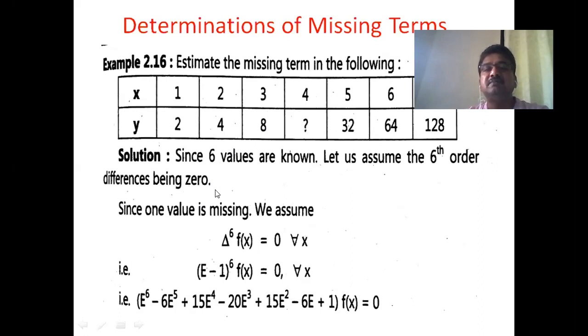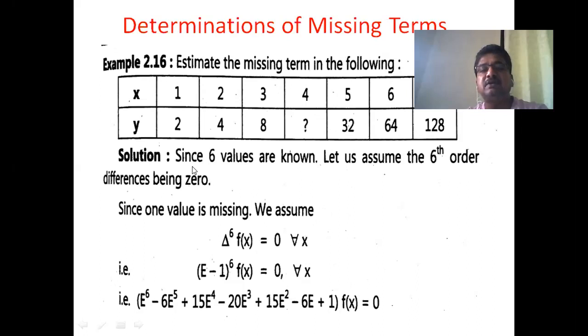order differences are 0. Because we know that if we find the forward difference table, then we observe that if there are 6 values, the last column of the table is delta raised to 5 fx. If 6 values are given, then the last column of the forward difference table is delta raised to 5 fx, and all further differences are 0. That is, if 6 values are given, then delta raised to 6 fx is equal to 0 for all x. And then substitute delta.